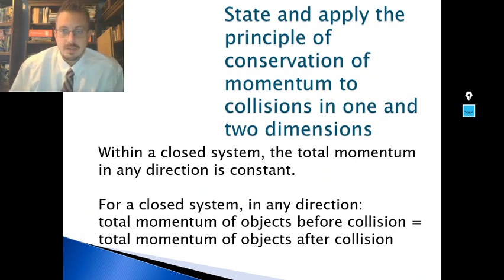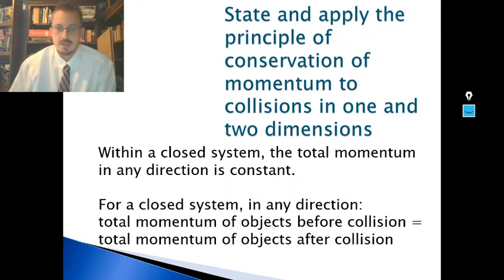State and apply the principle of conservation of momentum to collisions in 1 and 2 dimensions. So first we need a statement of the principle of conservation of momentum, and momentum is one of those quantities in physics which is conserved. There are three great conservation laws in physics: the conservation of mass energy, the conservation of linear momentum, and the conservation of angular momentum. Here we're focusing on linear momentum, and one way to think about it is within a closed system, the total momentum in any direction is constant. That is, we can add up the individual momenta of all of the particles, and it's going to add up to a constant. We could also say that for a closed system, in any direction, the total momentum of the objects before the collision is equal to the total momentum of the objects after the collision.